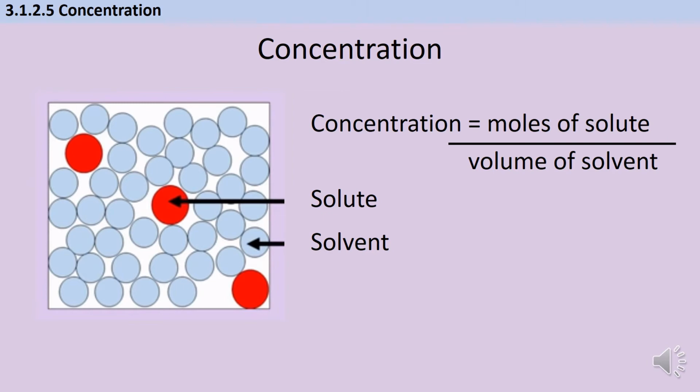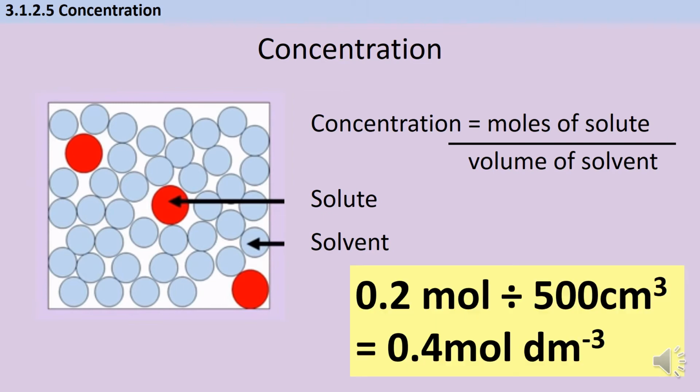So we're going to use basically exactly the same formula. We've now got moles of solute divided by volume of solvent. So for instance, if we have 0.2 moles of hydrochloric acid dissolved in 500 centimetres cubed, again we have to do that little conversion to make that be 0.5 decimeters cubed, but we're going to end up with a final concentration of 0.4 moles per decimeter cubed.